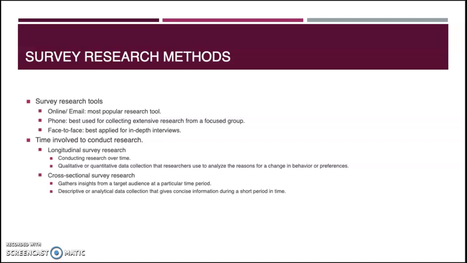Now let's dive into the longitudinal and cross-sectional components. Longitudinal: conducting research over time to observe possible change in behavior and analyze the change. Data collected is qualitative or quantitative. Cross-sectional gathers insights from a target audience in a specific time or era. Data collected is descriptive or analytical.